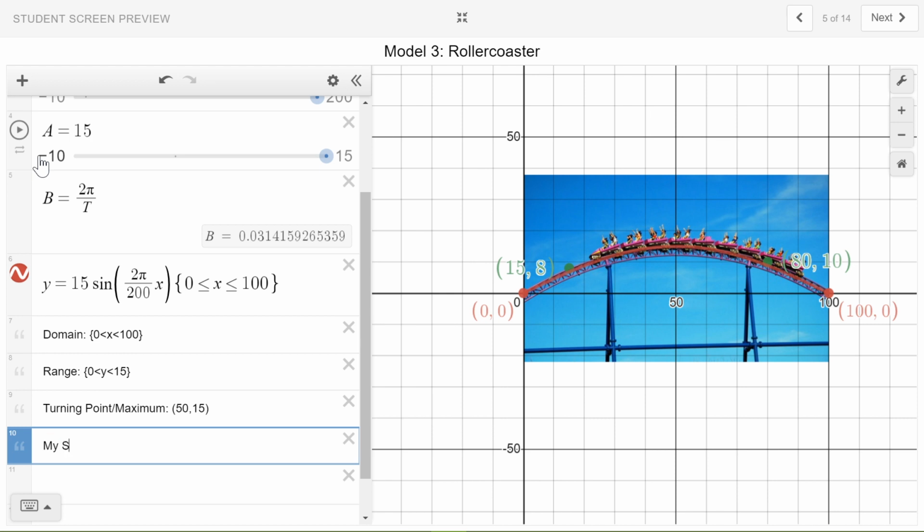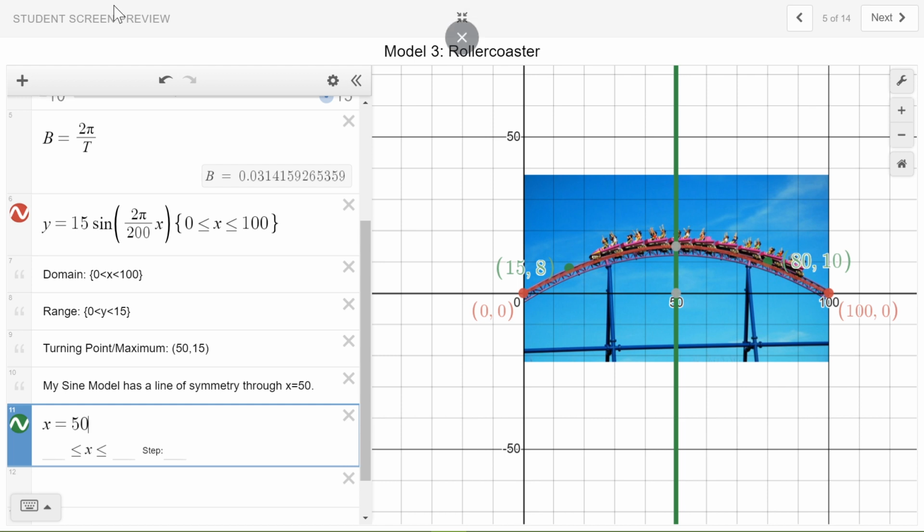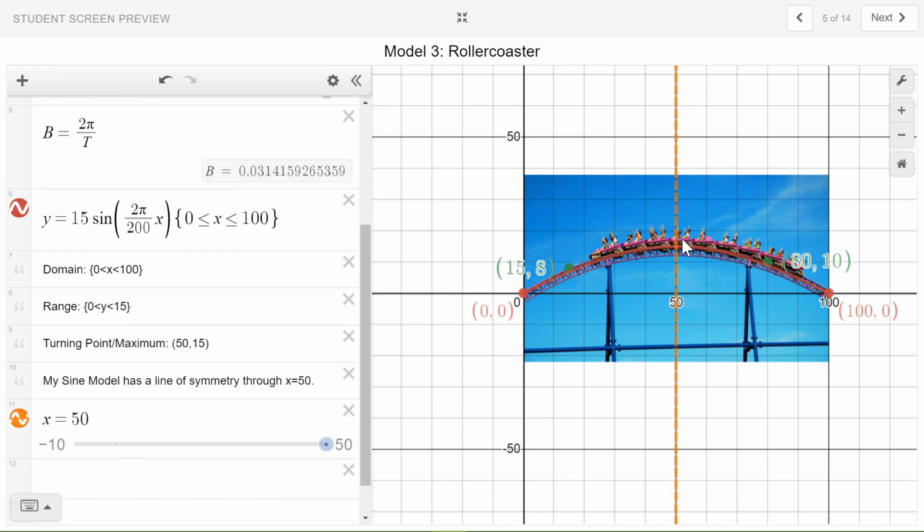My sine model has a line of symmetry through x equals 50, and I'm going to just write x equals 50 to show you that. And once again, I'll make it orange, dashed. Yeah, see, that's a model that's symmetric.